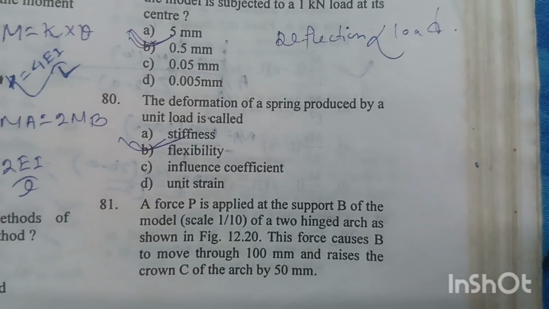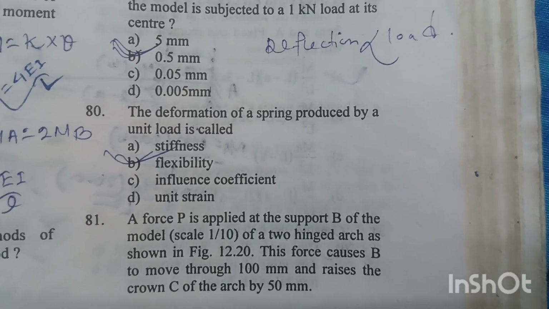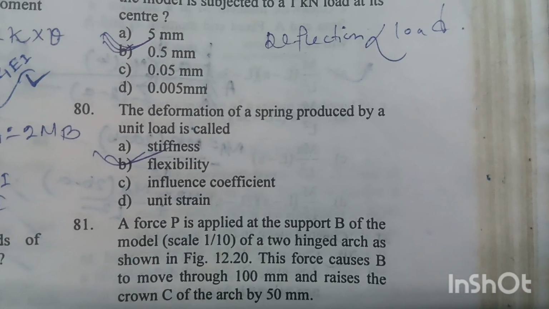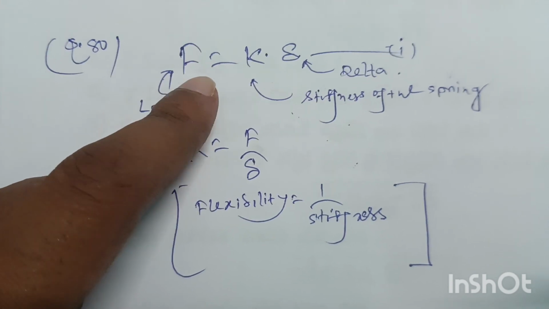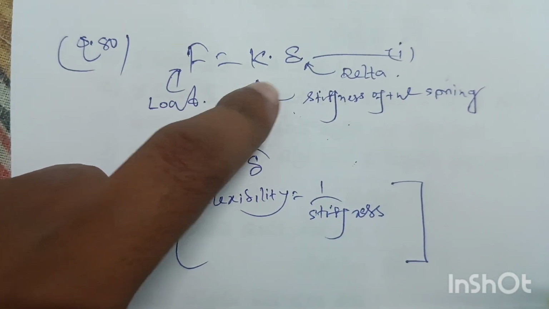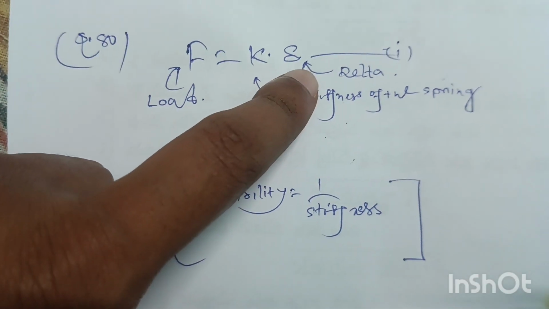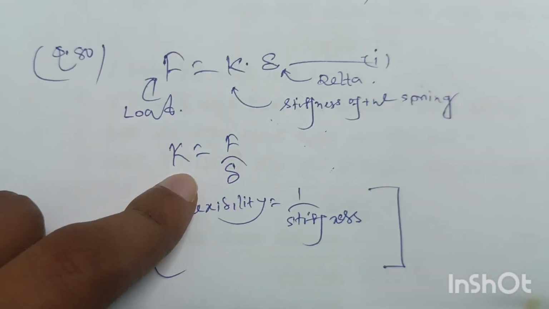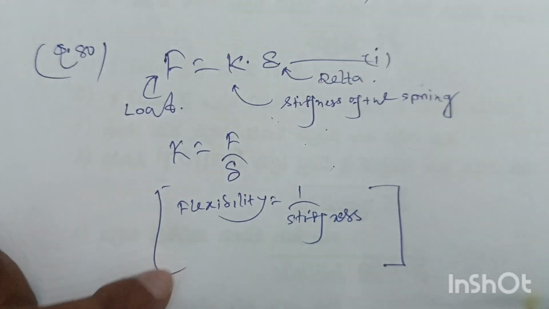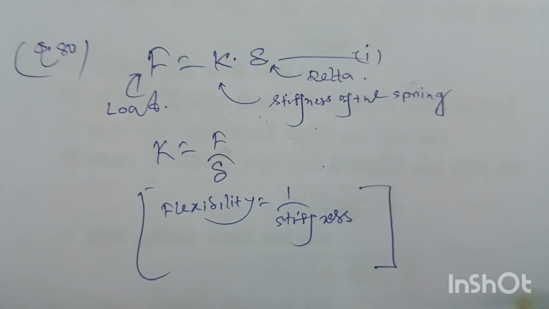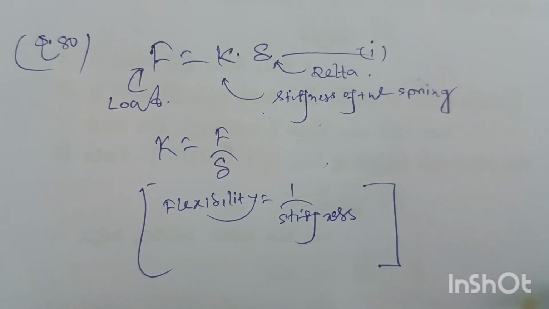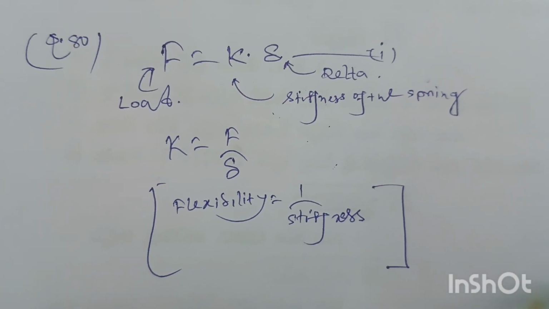Question number 80. The deformation of a spring produced by a unit load is called flexibility. Option B is right answer. We know for a spring the load equal to K into delta. K is the stiffness of the spring and delta is the deflection for the spring. And from this relation K will be equal to unit load divided by deflection. Okay, and flexibility is inverse of stiffness. So flexibility will be equal to the deformation per unit load.